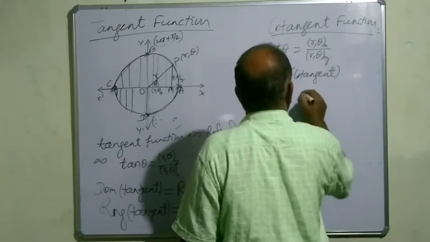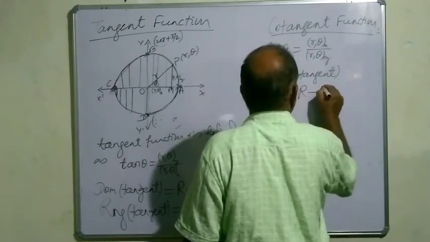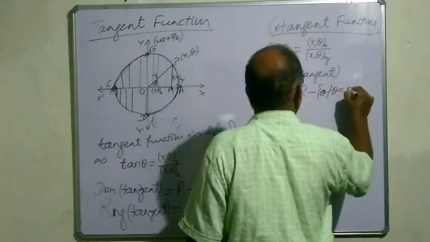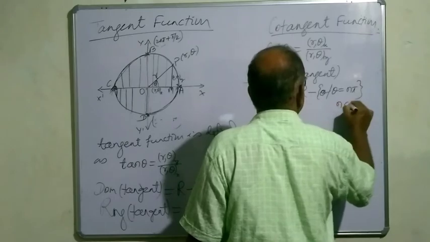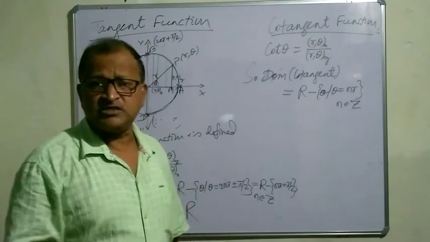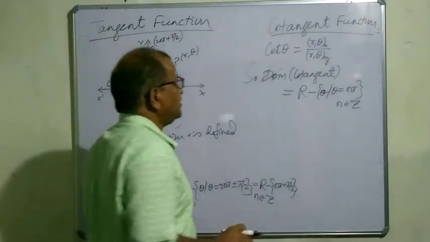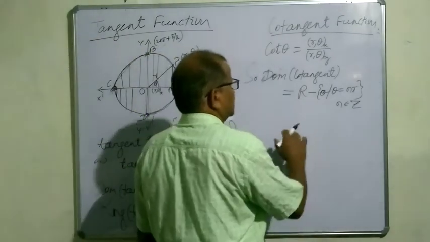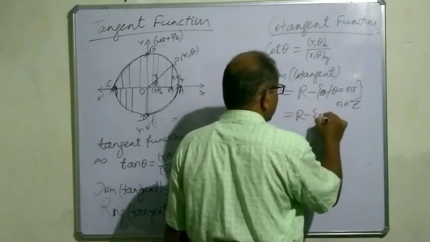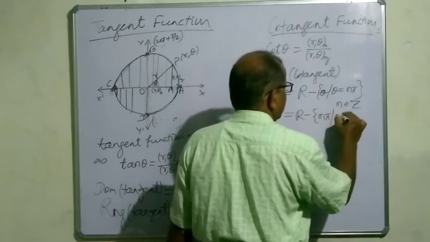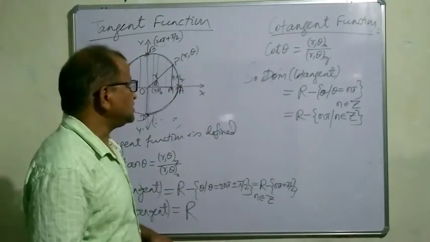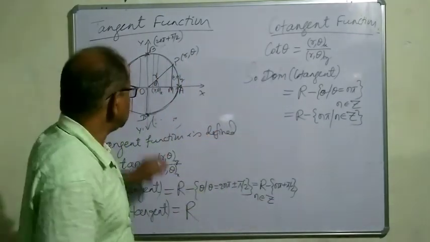is equal to R difference theta such that theta is equal to n pi, n belongs to Z, any multiple of pi. At these points the cotangent function is not defined. Or simply we can write R difference n pi so that n belongs to Z. So this is the domain of the cotangent function.